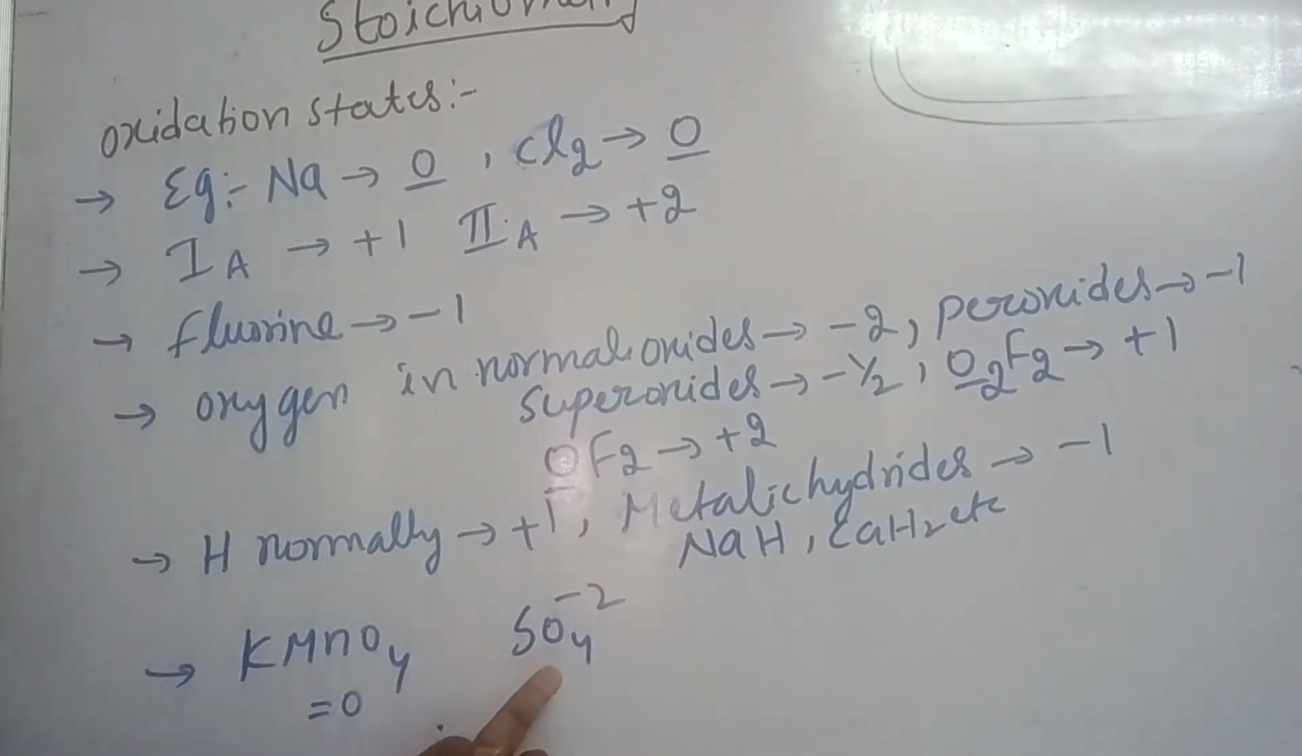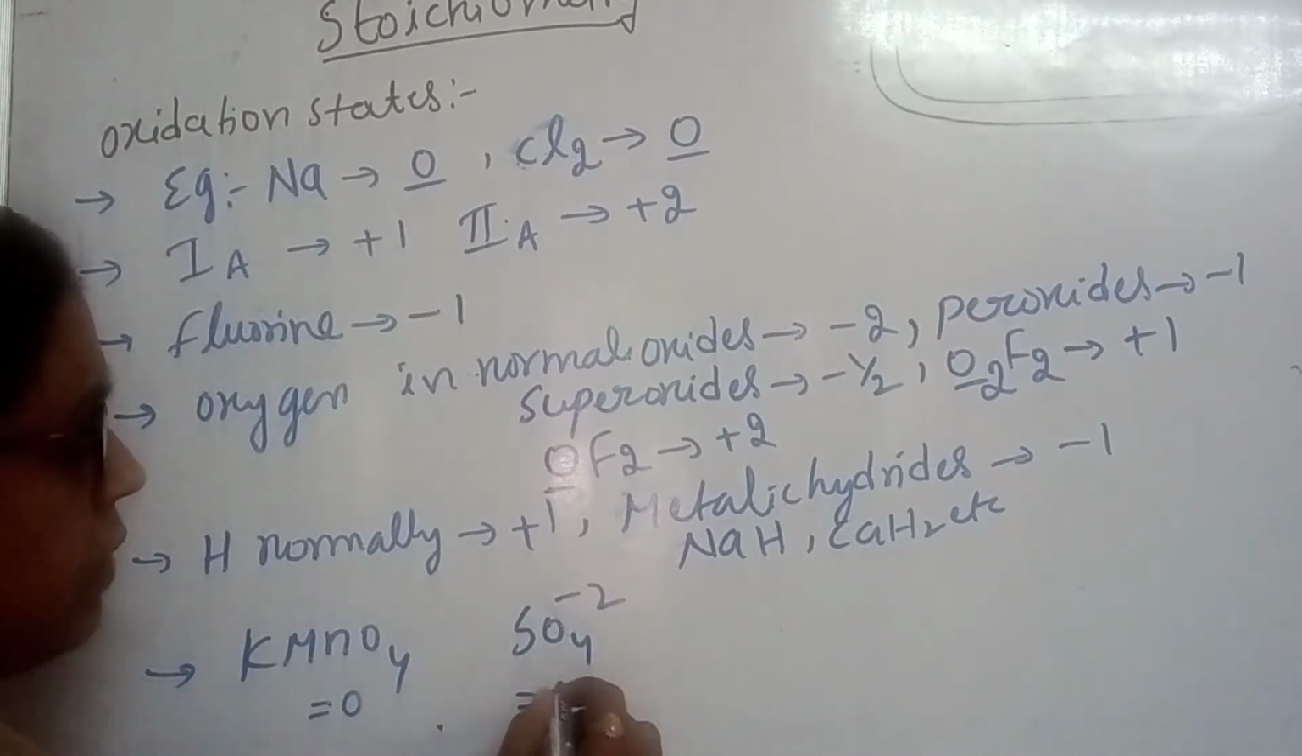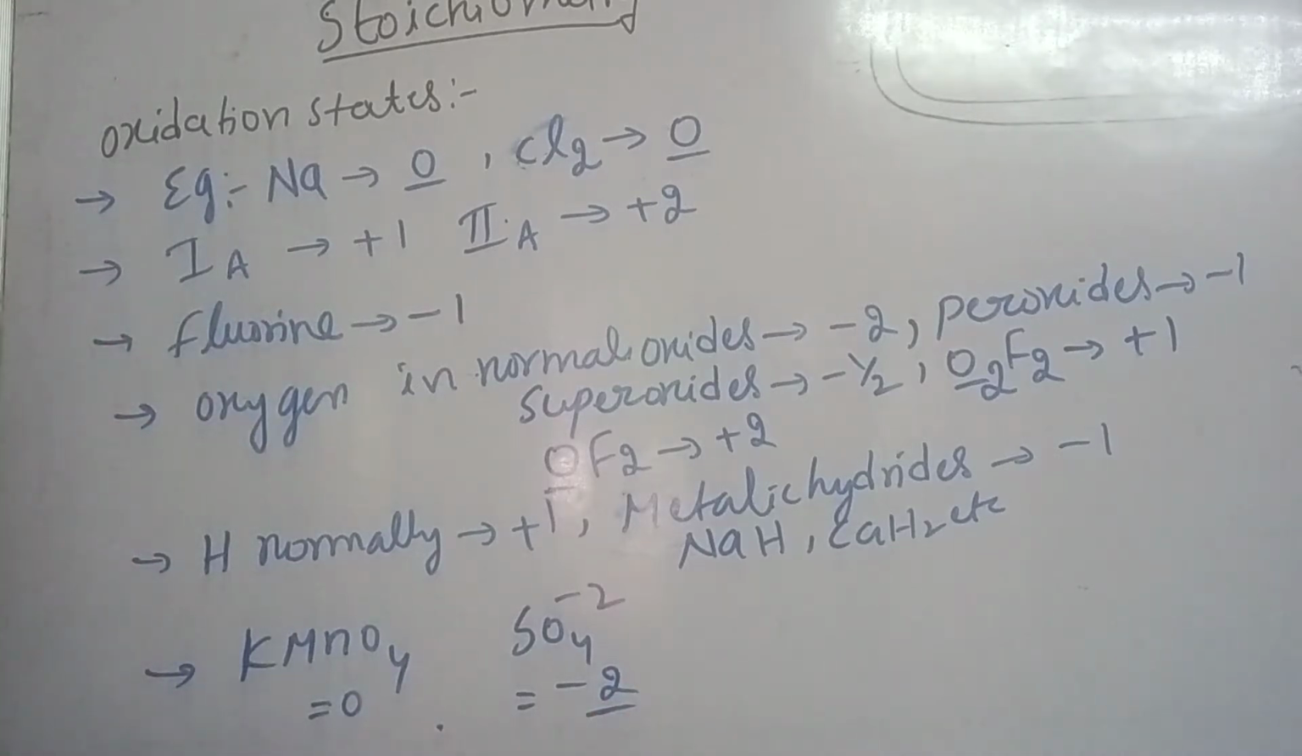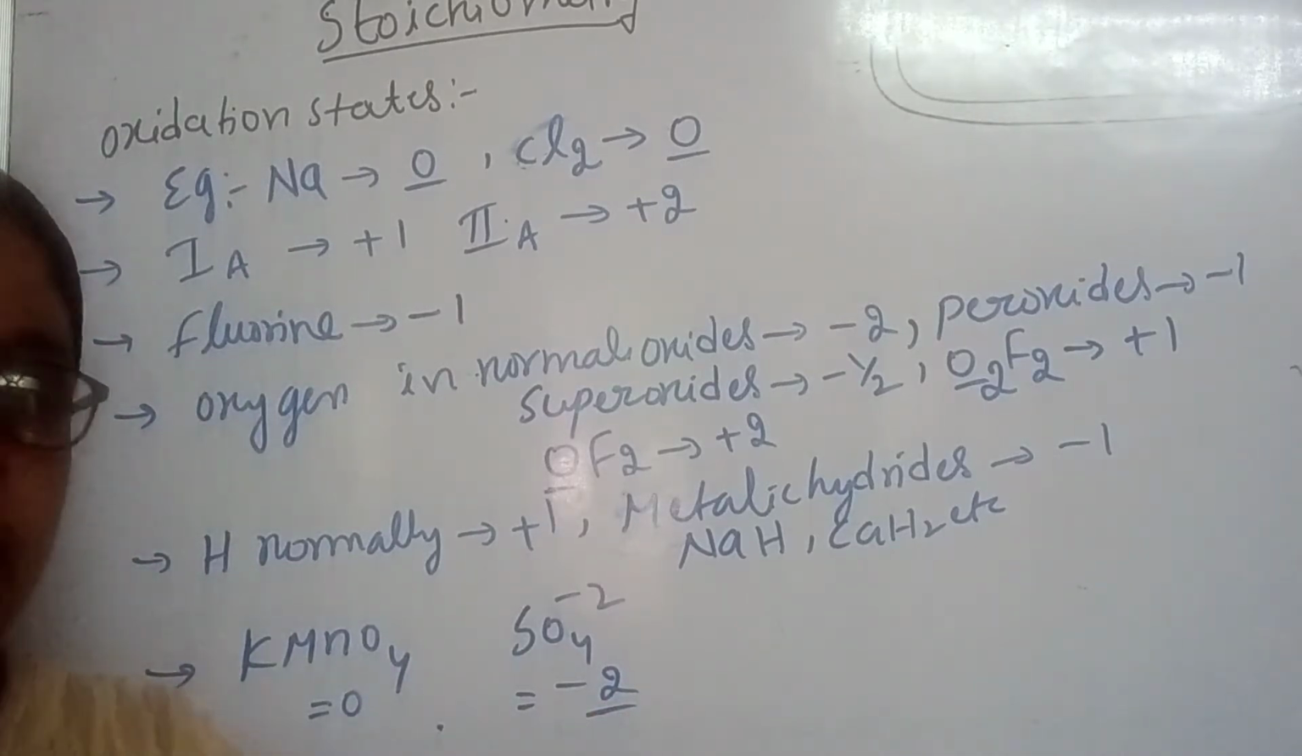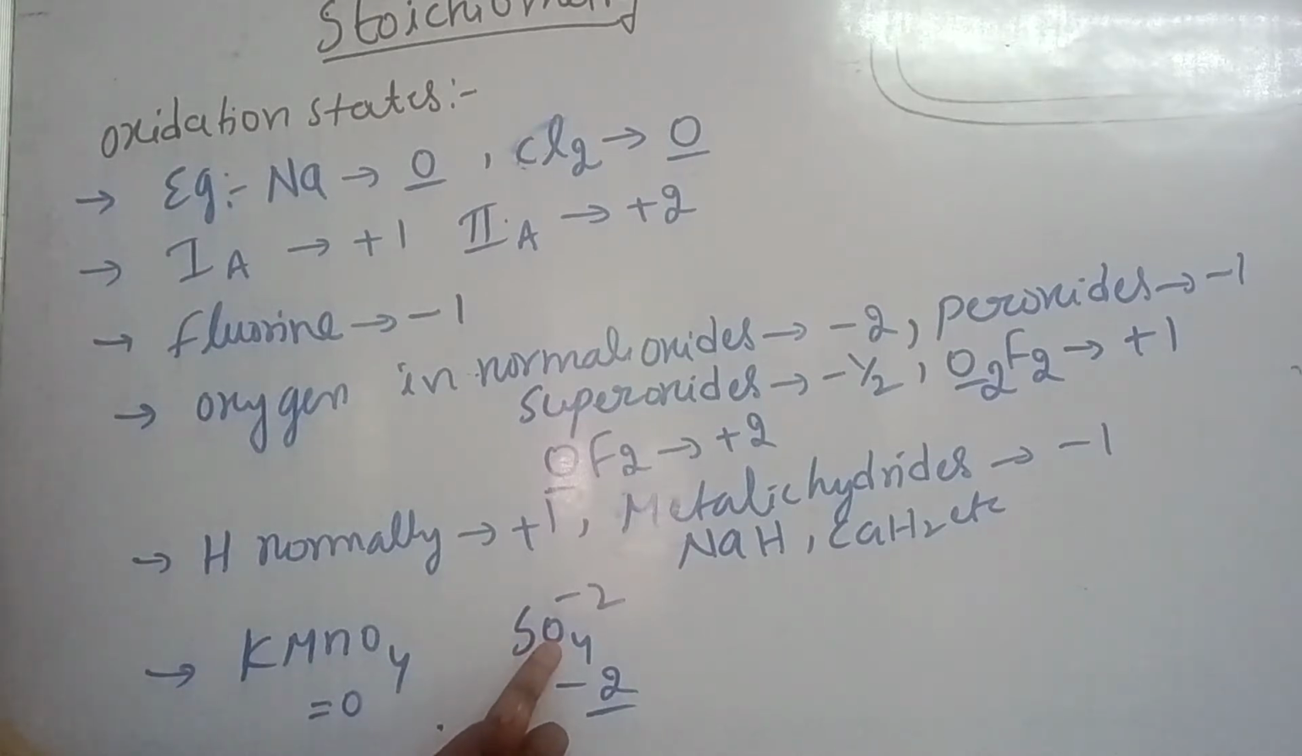Now consider an ionic species. The given species is an ion, because SO4 has a -2 charge. For ions, the sum of the oxidation states of all elements is always equal to the net charge present on the given ion. For example, the sum of the oxidation states of sulfur and oxygen is -2, because the net charge on the given ion is -2.